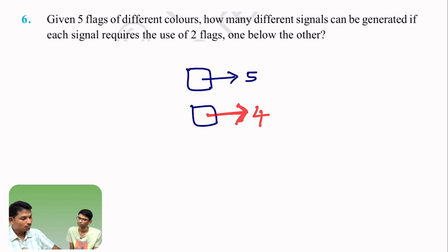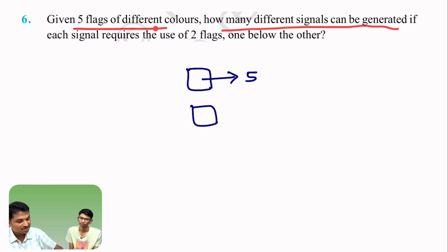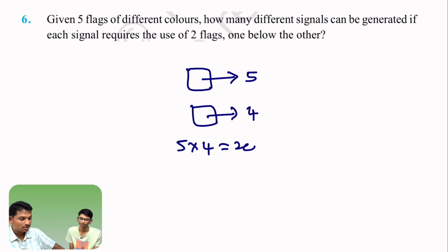Why? Because one flag you already used here. Out of 5 flags, how many flags are remaining? 4 flags are remaining. So this place can be filled in 4 ways. So by the fundamental principle of multiplication, the total number of different signals that can be generated using 5 flags of different color is equal to 5 into 4, which is 20. With this, we completed the first exercise of permutations and combinations.